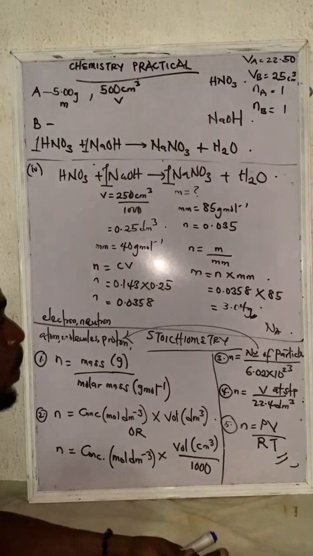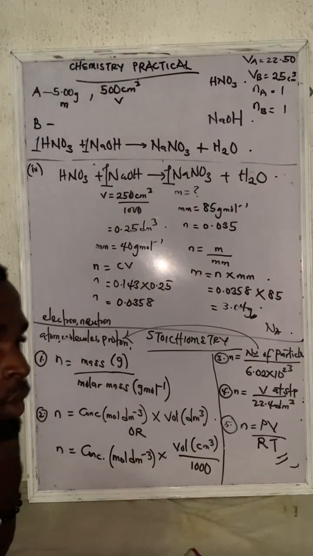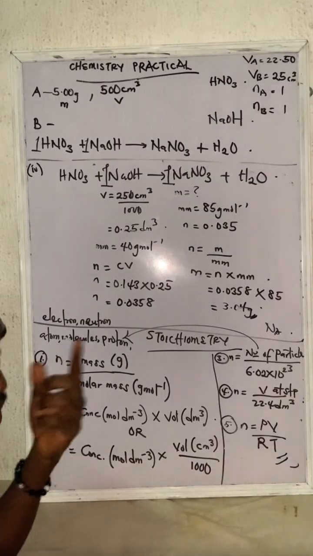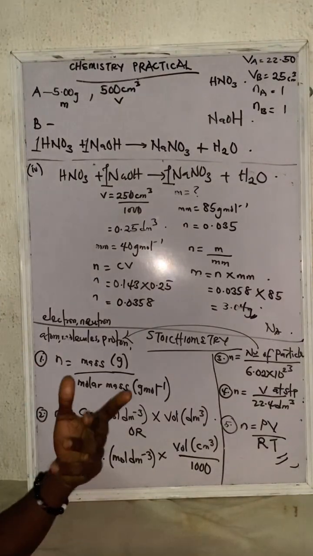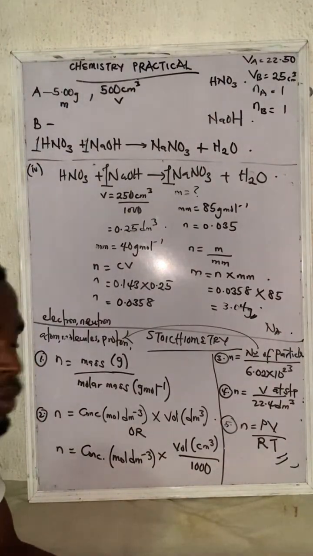These are the stoichiometry formulas that you can use in solving more questions on this experimental chemistry. Maybe I'll send you another video that talks about the qualitative analysis, which we usually call the salt analysis. So I hope you're able to understand this one. And if you have any question, make sure you just text me.